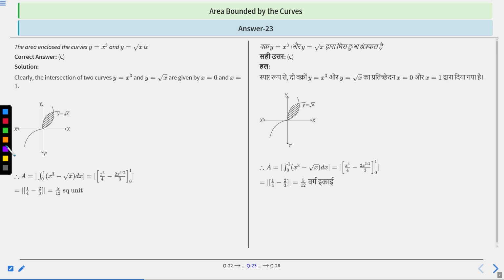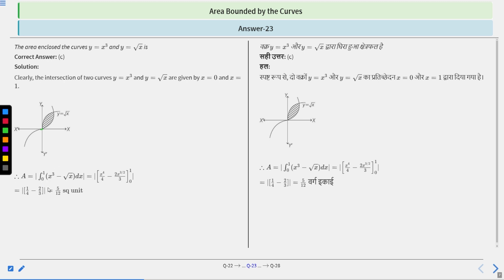Now, this is the graph of the curves. Clearly, the intersections of the two curves y equal to x cube and y equal to root x are given by x equal to 0 and x equal to 1, clear? So these are the points of intersection. You can see, therefore area will be between the points of intersection 0 and 1, right? Therefore area will be from 0 to 1.